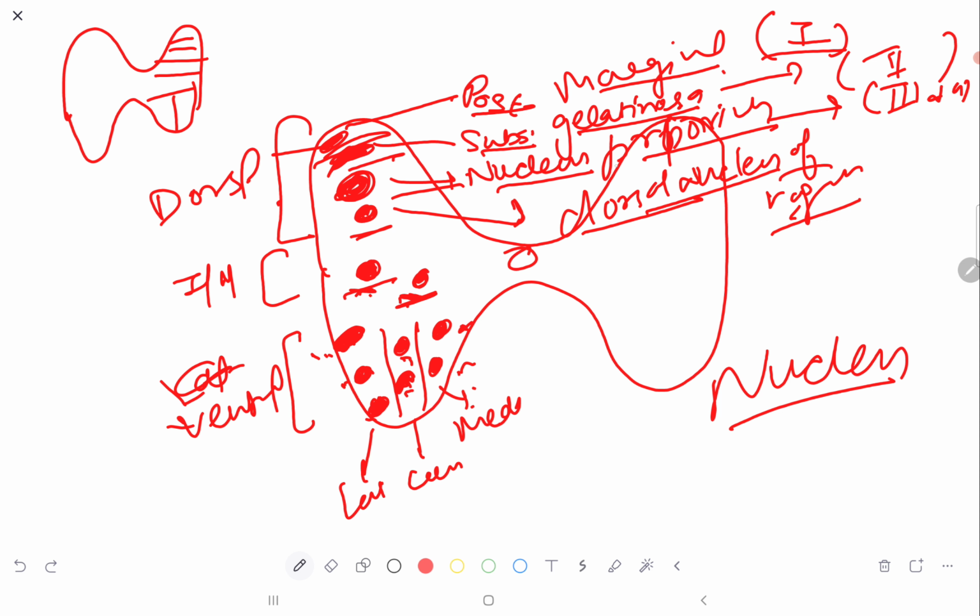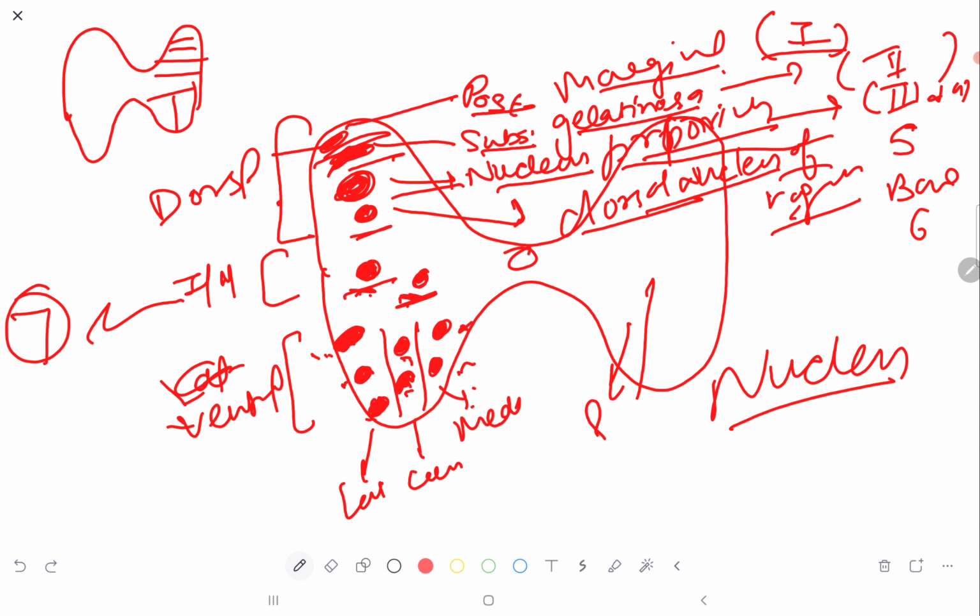Then we have the neck, which comes in the fifth. Then we have the base, which comes in the sixth. Then the intermediate nucleus comes in the seventh lamina. Then we have the eighth and ninth. The dorsomedial and ventromedial groups come in the eighth. Then we have the lateral group, which comes in the ninth.